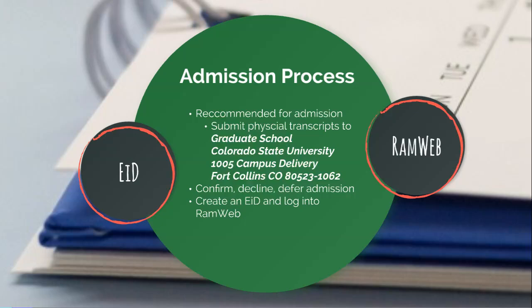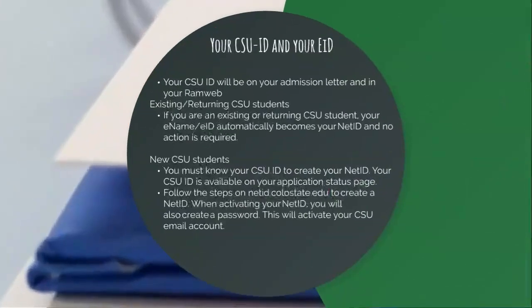You'll also want to create an EID and log into RamWeb. For your EID, you'll hear CSU ID and EID. They are not the same. They're different. Your CSU ID is on your admission letter. It should have been in an email congratulating you, welcoming you to the university.